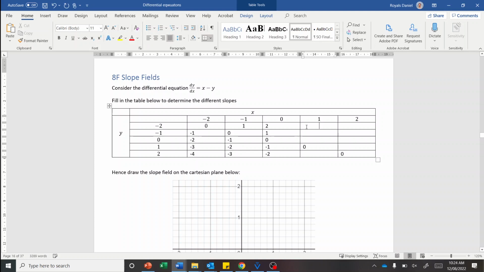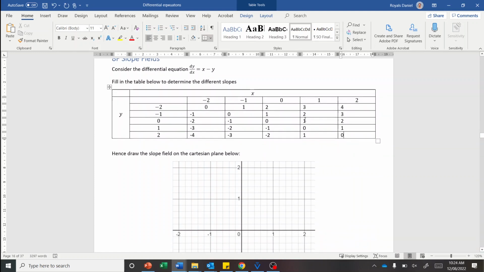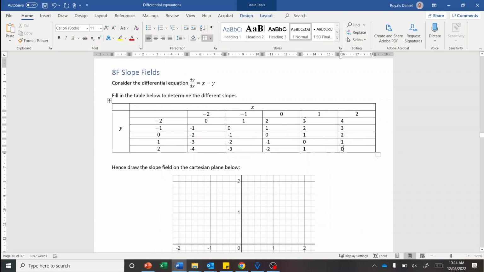I'm just going to fill the rest in. So what are we going to have here? 3, 2, 1, 0, 1. And then 4, 3, 2, 1, 0. All right, so we've filled in that table. Mariam, you got that table filled in? Yep, very good. So what we're going to do now is we're going to draw the slope field.